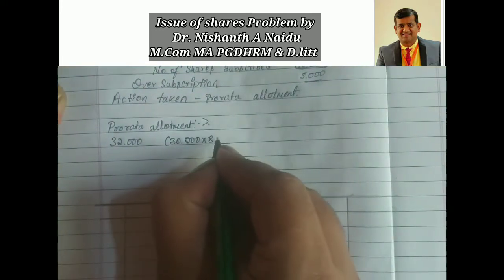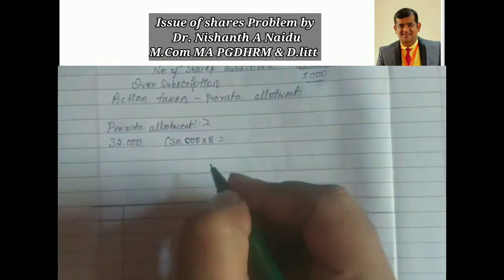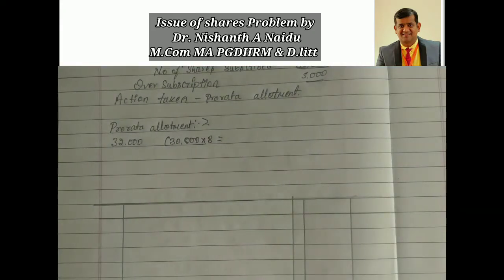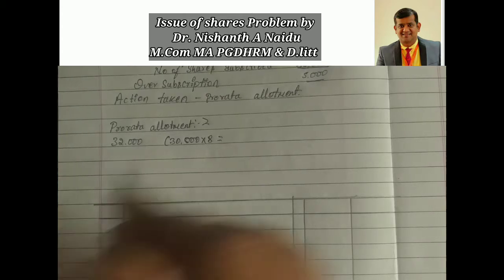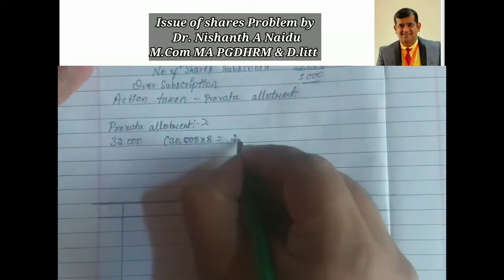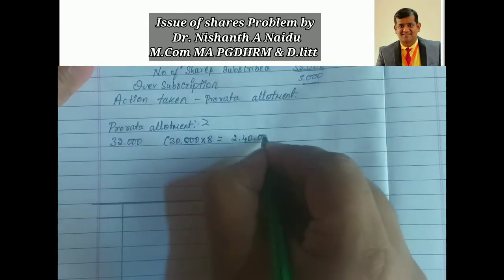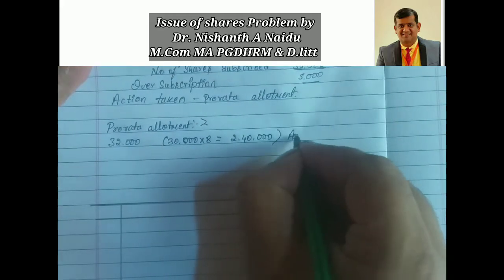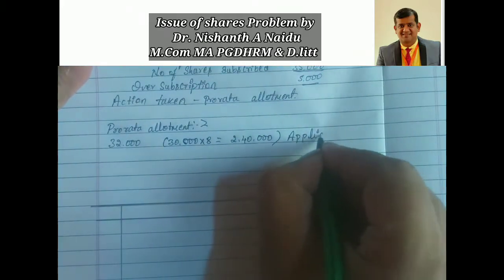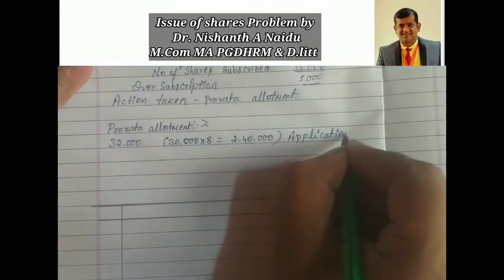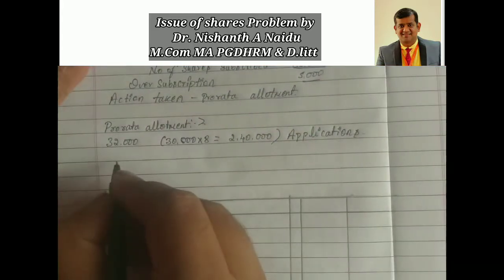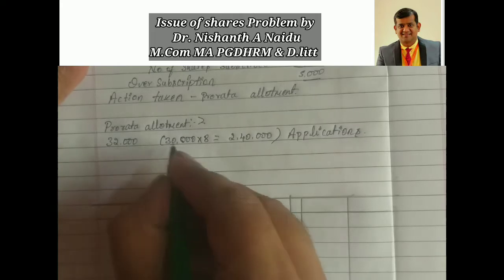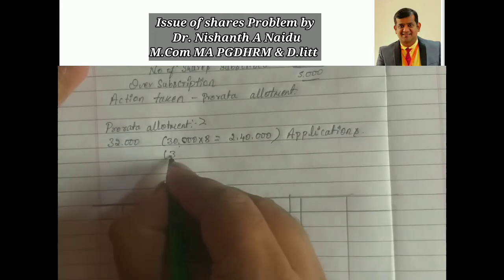Out of this, 30,000 shares of rupees 8 is on application. If you calculate 30,000 into 8, how much will you get? 2,40,000, correct? So 2,40,000 is towards what? Application. 2,40,000 towards applications.